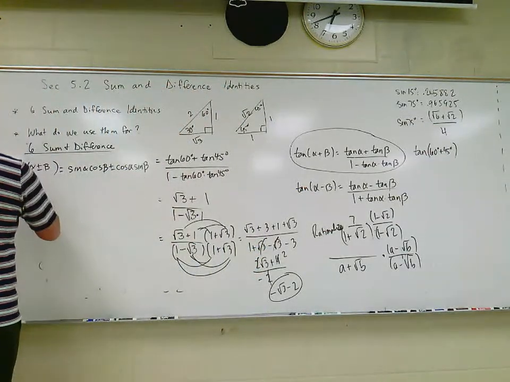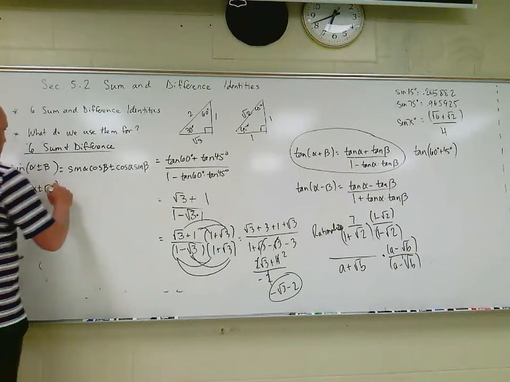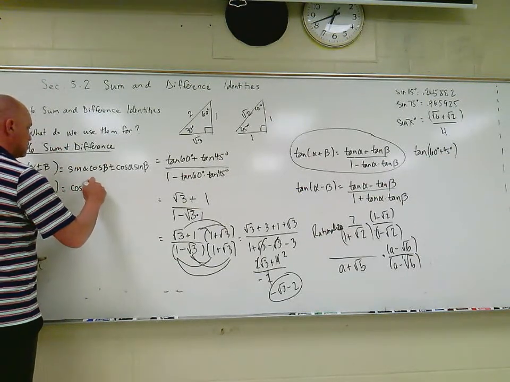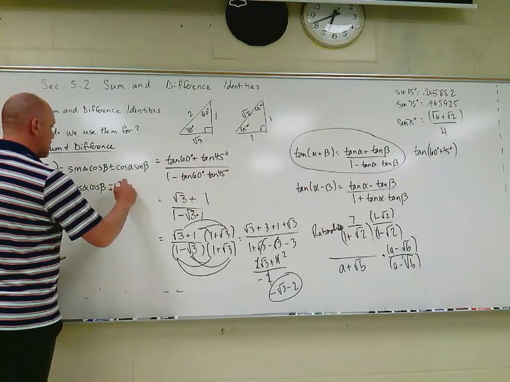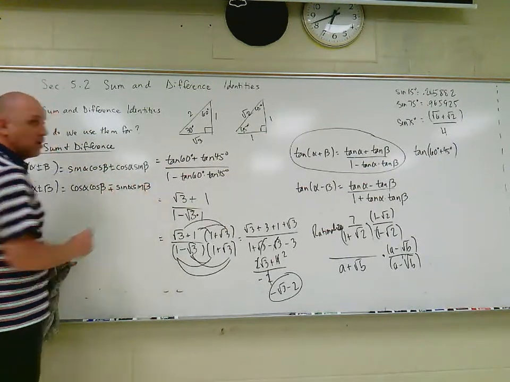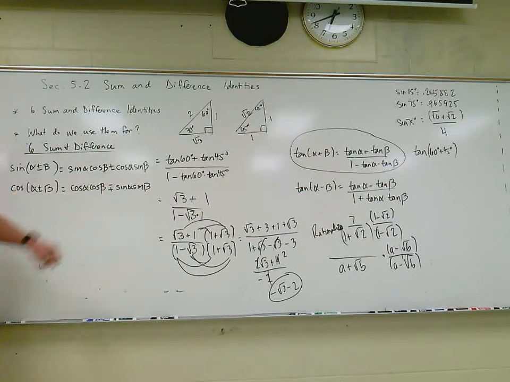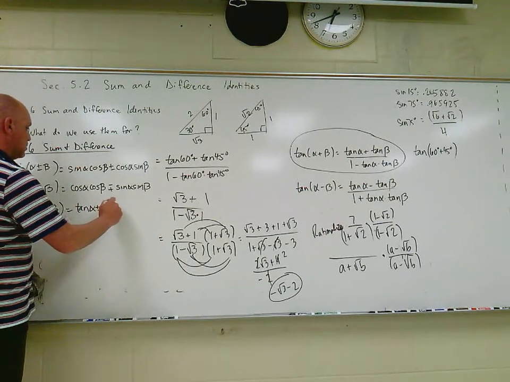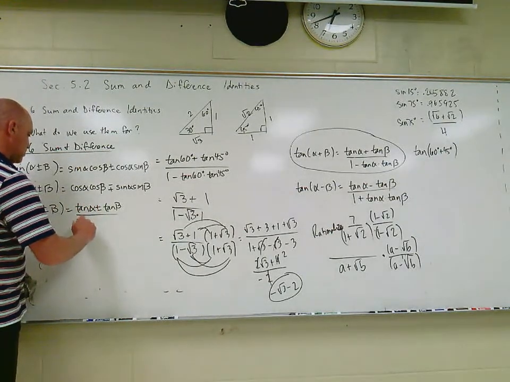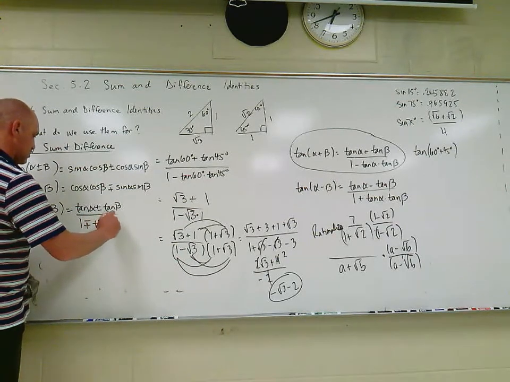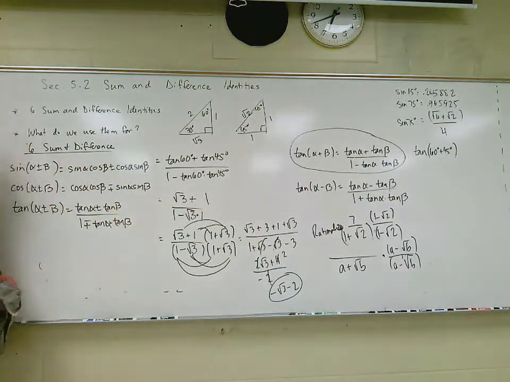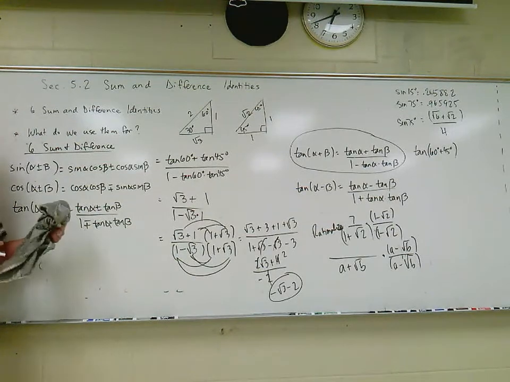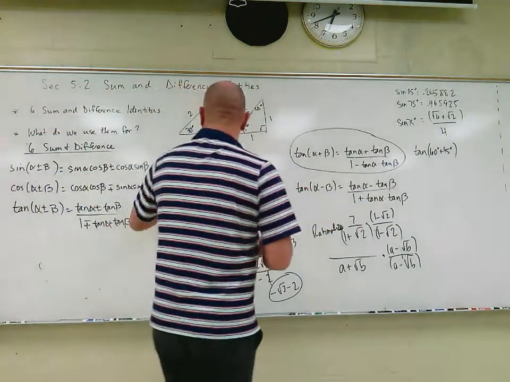Then I do cosine of alpha plus or minus beta is cosine alpha cosine beta minus plus sine alpha sine beta. Do you understand why I went minus plus? When this is plus, that's a minus. When that's minus, that's a plus. Tangent of alpha plus or minus beta is tan alpha plus or minus tan beta over 1 minus plus tan alpha times tan beta. And there you go. There's 6 written as 3. Just compresses it a little bit.